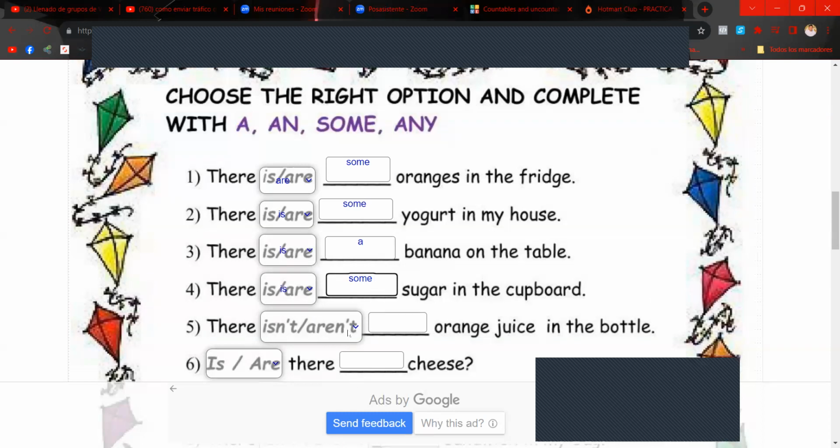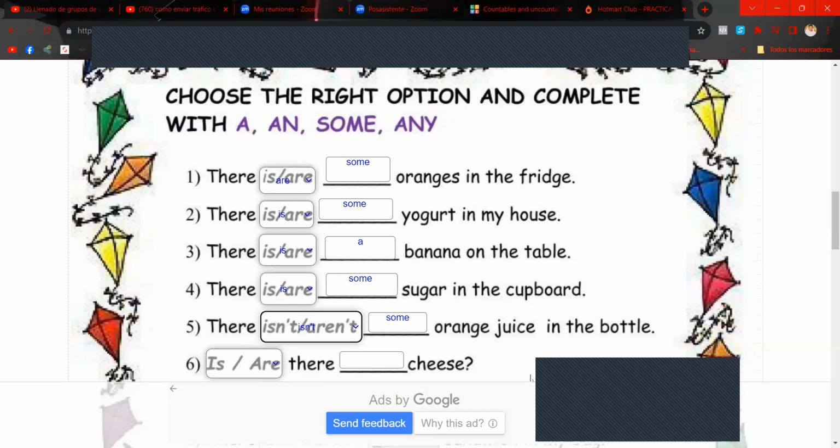Next, there isn't or there aren't orange juice in the bottle. Orange juice. There is. You have to say orange juice. Jugo de naranja. Es que no se puede contar. Sería entonces some, right? Y pero ¿qué va acá? There is or there aren't. ¿Ya les he explicado? There isn't. Cuando sea incontable, there isn't, right?